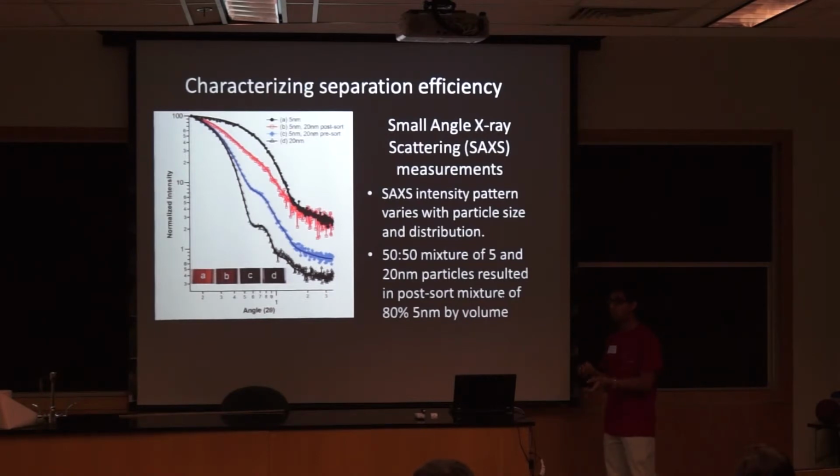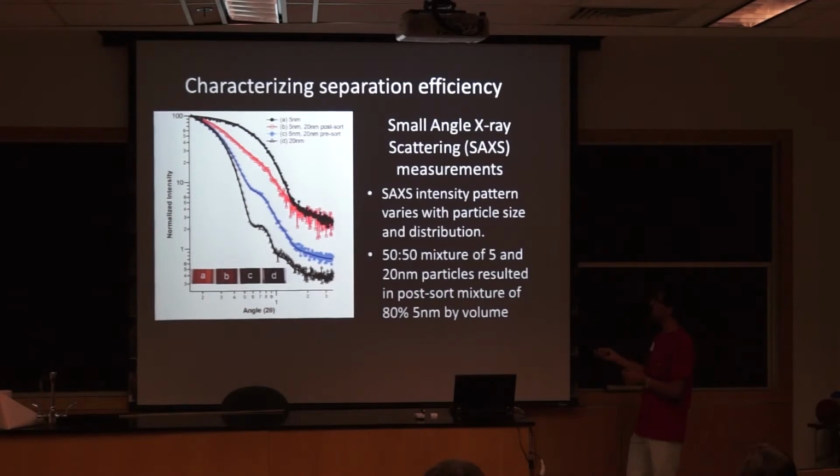We want the smaller particles to be in that filtrate, not the larger particles. We see that a 50-50 mixture can yield something like 80% 5 nanometer by volume in a single pass when we're taking it through. So there's still some contamination of about 20 nanometer particles there, but in a single pass, we've eliminated quite a bit of those.